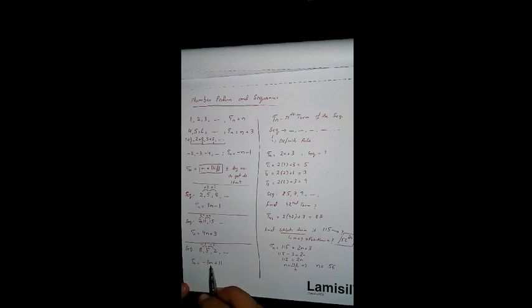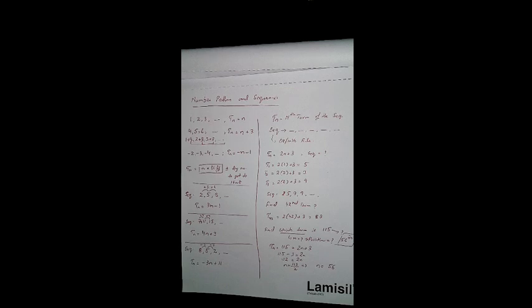So n should be 1 here for the first term. Minus 3 plus 11, I will get the number 8. For the second term, minus 3 into 2, that is minus 6 plus 11, I will get 5. For the third term, I will put n equal to 3. Minus 3 into 3 is minus 9 plus 11, I will get 2. So these were the basics of the number pattern and sequence.